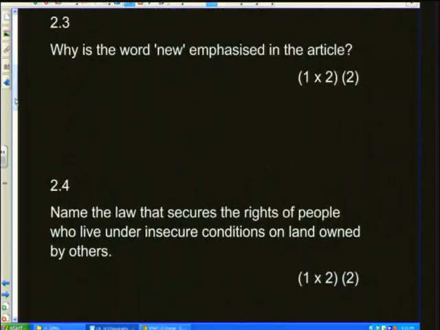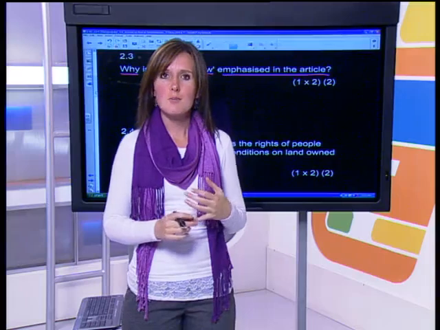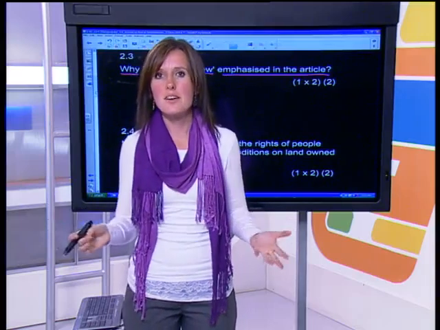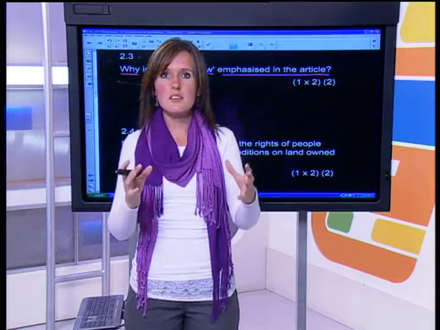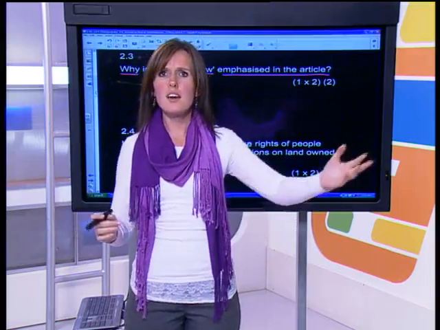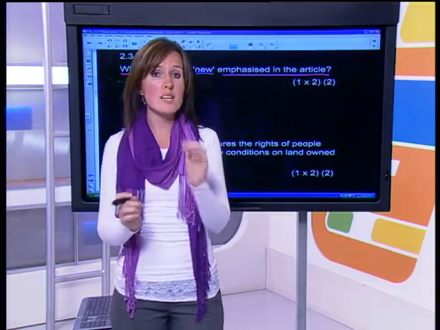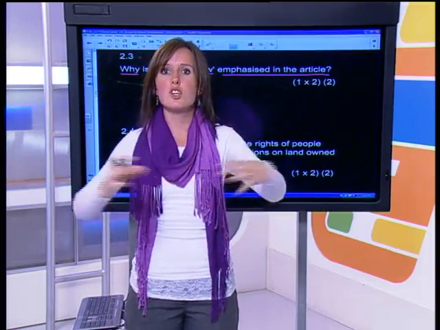This is an interesting one, a little bit more interpretation here. Why is the word new emphasized in the article? Now remember, in the New South Africa, everyone is supposed to have the right to basic needs like housing, water, electricity. But in this case, even after apartheid, these people were still being treated abominably. They were thrown out their house. They were thrown off the land. And remember, there's actually laws in place that say people have the right to use that land through security of land tenure, land reform processes.